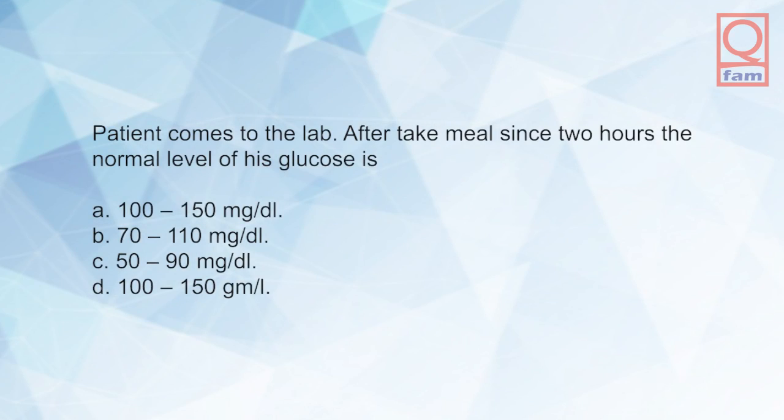A patient comes to the lab. Two hours after a meal, the normal level of his glucose is A. 100 to 150 milligrams per deciliter. B. 70 to 110 milligrams per deciliter. C. 50 to 90 milligrams per deciliter. D. 100 to 150 g/ml. The answer is A. 100 to 150 milligrams per deciliter.